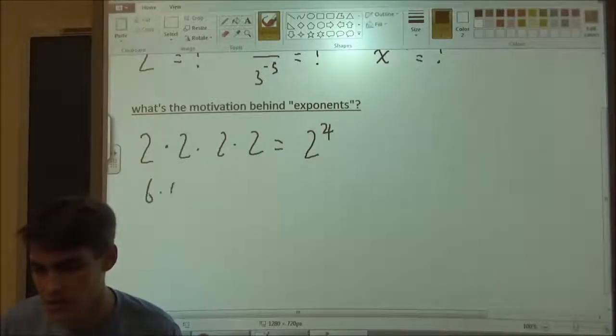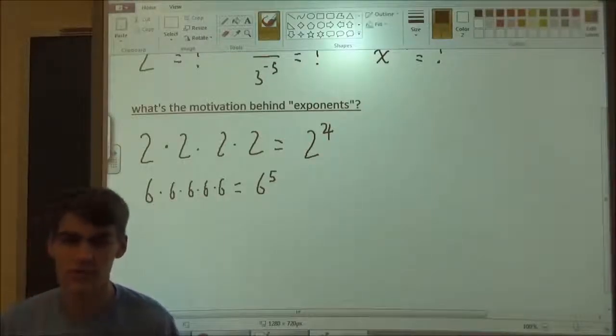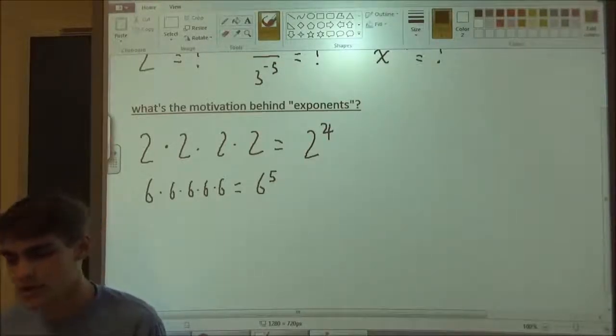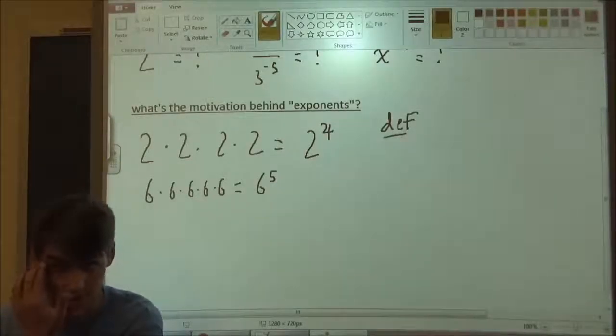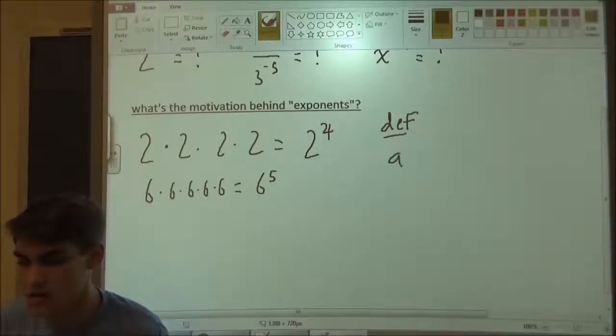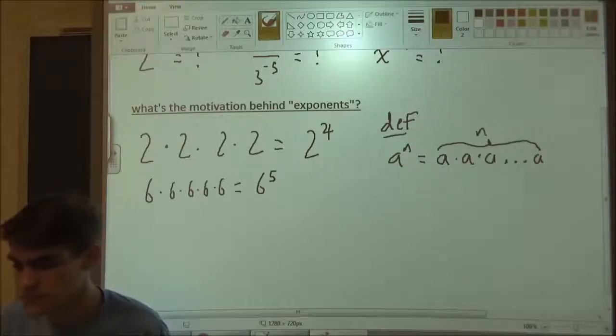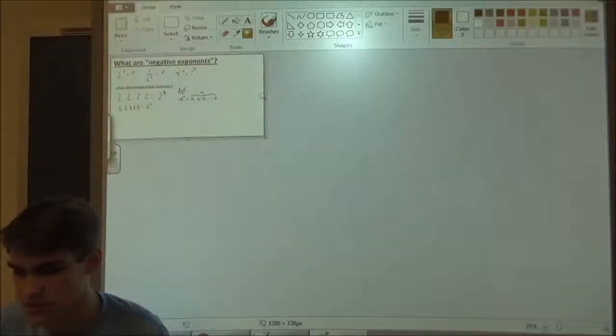If you had five 6s, you'd have to keep writing that over and over again. That's pretty annoying, right? So we could just write 6 to the power of 5. Exponents are really just a way to cut down on time, because multiplying something by itself is a concept that comes up a lot in mathematics. So in general, if you had something raised to the power n, you multiply it by itself n times. Okay, so that's exponents. It makes sense where they're coming from.